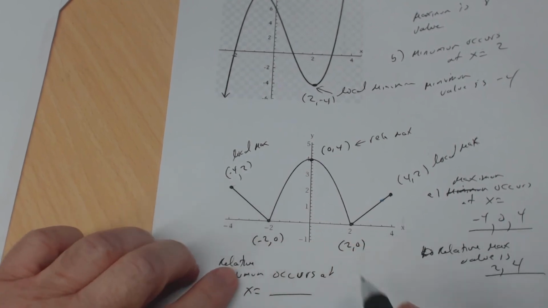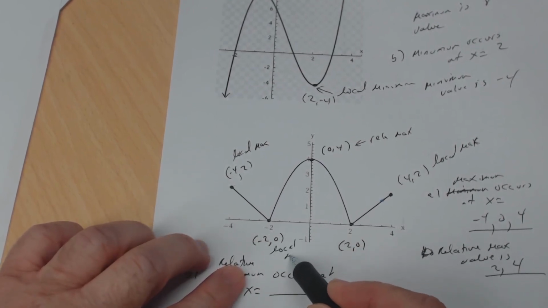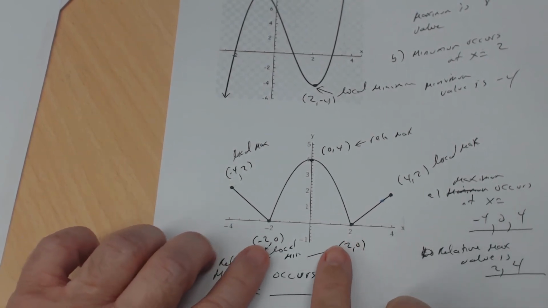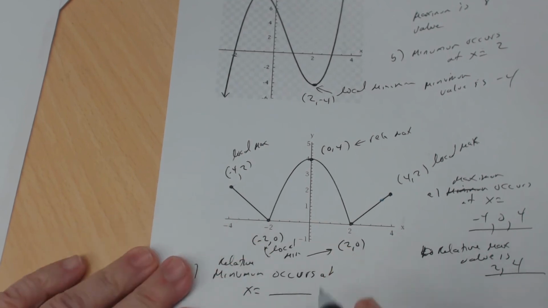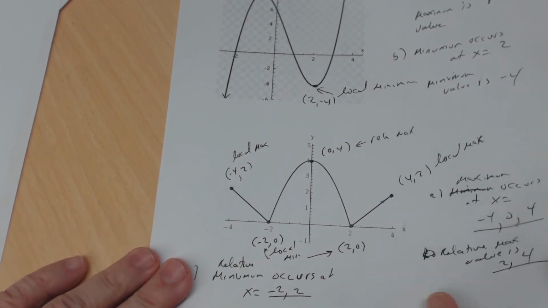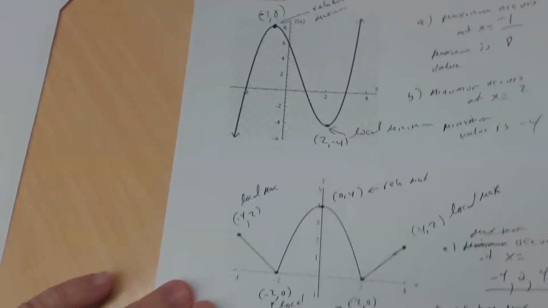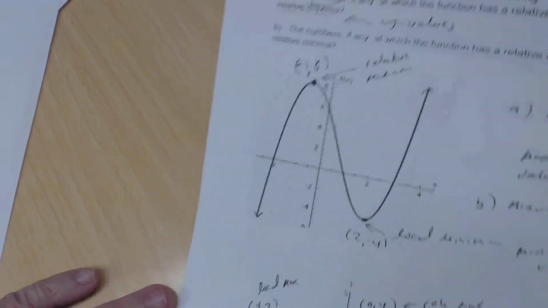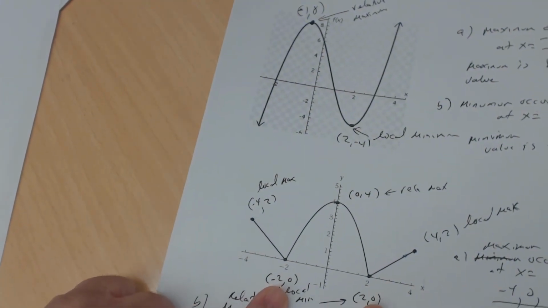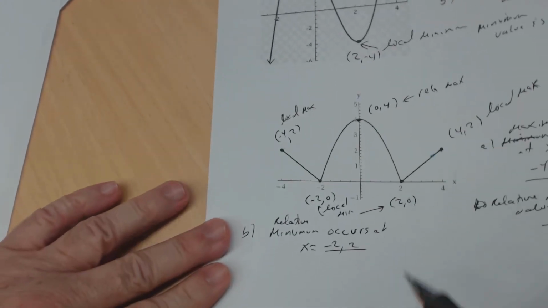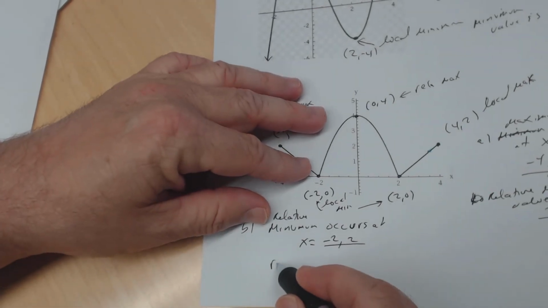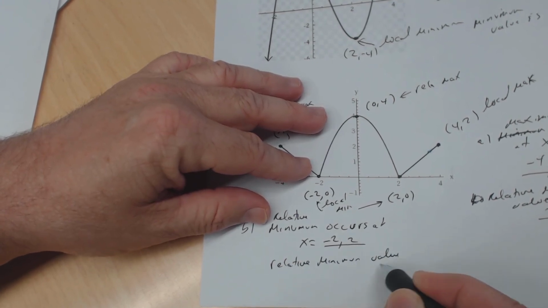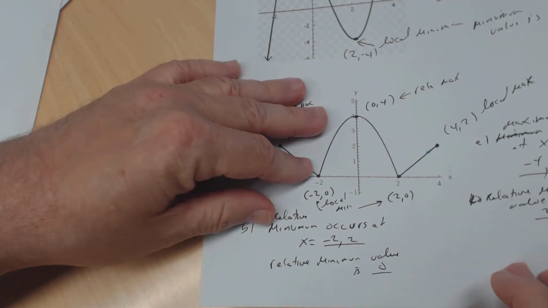Remember, these are your local minimums right here. Local minimum, here and here. Okay? So my x value here is -2. This x value is 2. So it occurs at -2, comma, 2. And then the question is, what is that local minimum value? That's what this part means. What are the relative minimum? That's your y values. Well, the y values for both of them are the same, so I just say the relative minimum value is 0. Relative minimum value is 0. And then you're done.